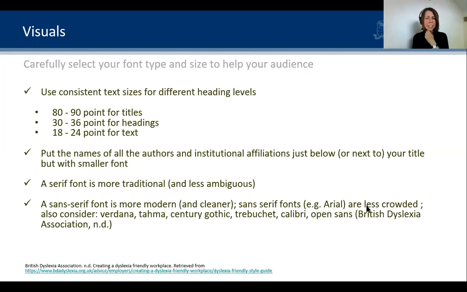There are some things to think about too if you want your font to be really accessible. The British Dyslexia Association have some recommended fonts that they've found to be more readable for people with dyslexia, for example, so you might want to consider some of those.